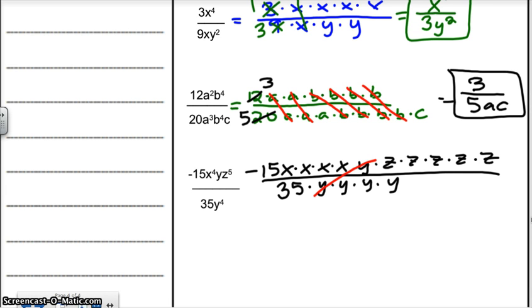You know what a good trick of the trade is? If you know they don't share anything in common, don't bother expanding it out. The purpose for expanding is to cross out what they have in common. So if they don't have anything in common, I wouldn't have even had to write out z, because the bottom doesn't have z. Anyways, divide them both by 5. And I get negative 3x to the 4th, z to the 5th, over 7y cubed.